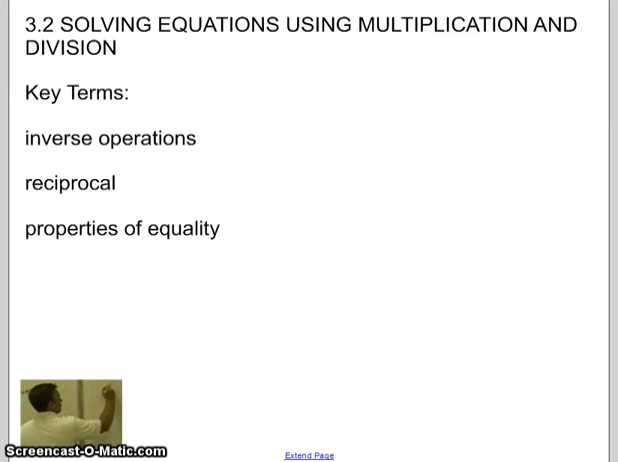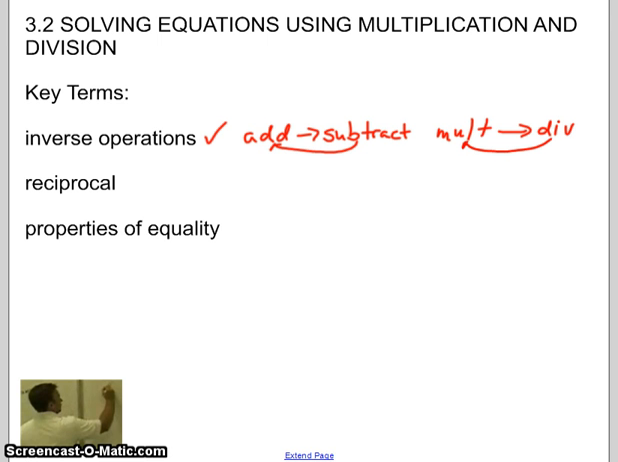Okay, on to 3.2 where we're going to solve equations still, this time using multiplication and division. Some key terms here: inverse operations, which we dealt with in the last unit. When we have addition, we're going to use subtraction to get rid of terms, and if we had subtraction, we're going to use addition to get rid of terms. Same thing here in this unit. We're going to use multiplication to get rid of division, and we're going to use division to get rid of multiplication terms.